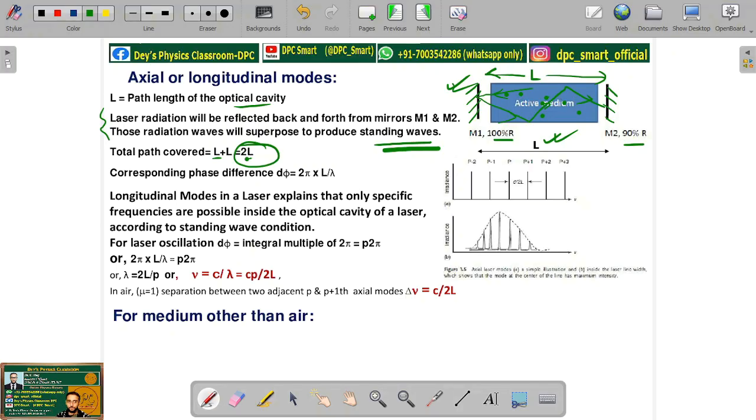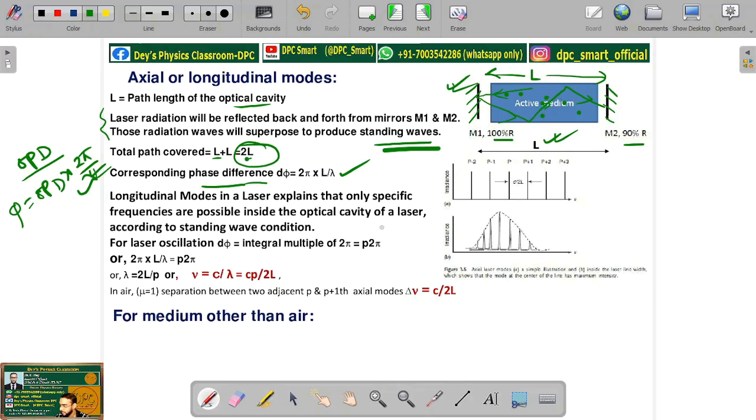And as I have discussed in my previous initial videos of diffraction, there I have shown how to calculate phase difference from the path difference. If the optical path difference is called OPD, then the phase difference would be OPD into 2 pi by lambda, where lambda is the wavelength of that particular radiation or light. So here corresponding to the path difference of 2L, the phase difference would be d phi equals 2 pi by lambda into 2L. So this would be our phase difference.